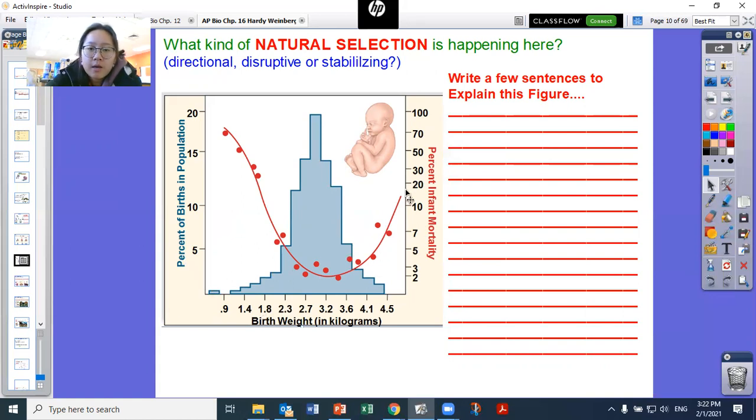Just explain to me each of them individually, how they're related. For example, percent infant mortality, how it's related to birth weight. Explain what's happening on the lower end, the middle, and the high end, and then explain the percentage of births in a population in regards to birth weight. Explain what's common. Is it the low end, high end, or in the middle? And then based on these two affecting each other, you want to tell me, is this going to be a directional thing, a disruptive thing, or a stabilizing thing?